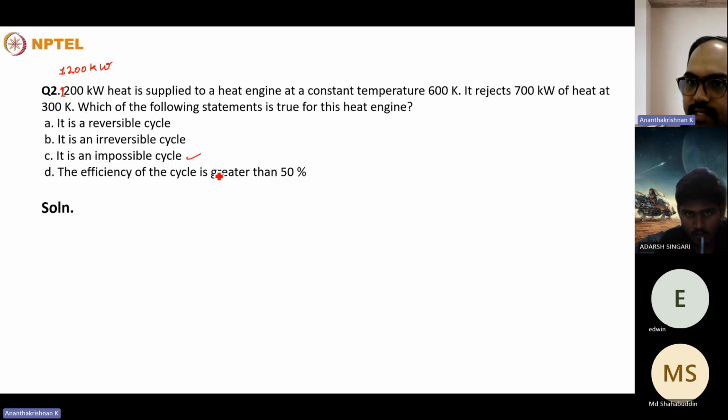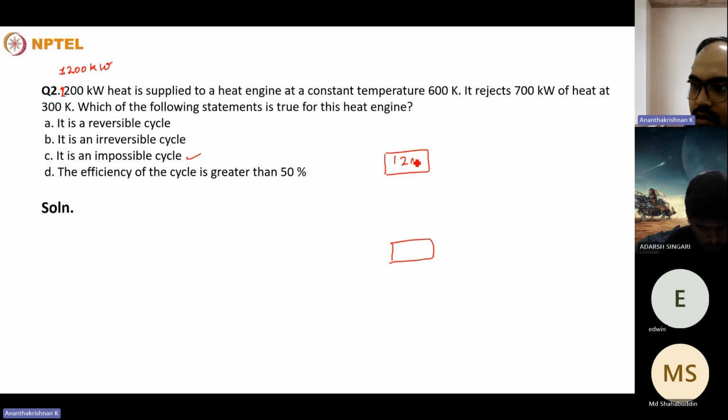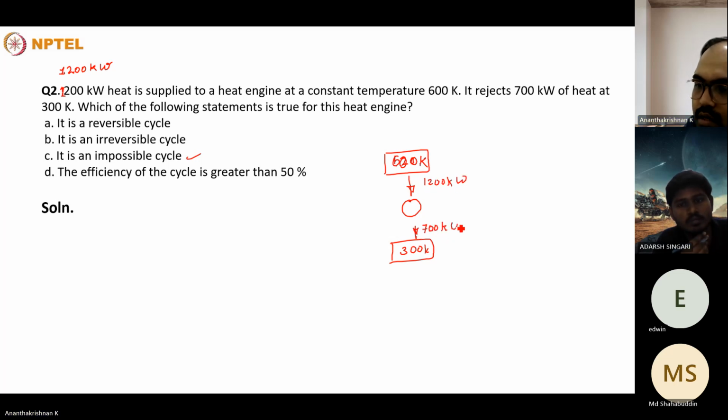within the cycle. So currently you can draw the two temperatures, that is 600 Kelvin, and the lower one is at 300 Kelvin, and you have a heat engine operating in between. It takes a heat of 1200 kilowatt and delivers a heat of 700 kilowatt to the lower temperature reference, that is the sink basically.